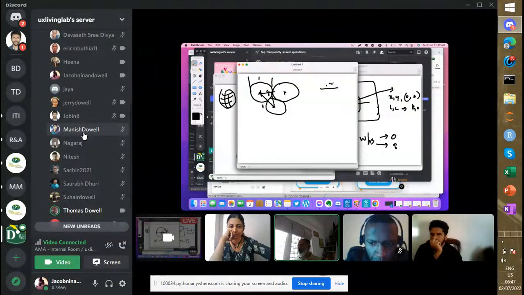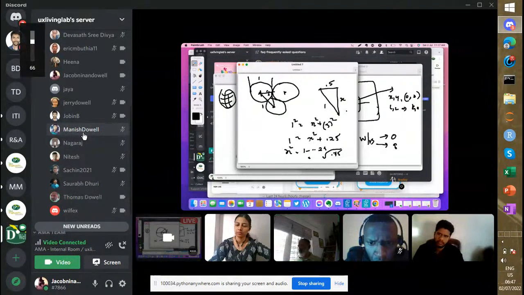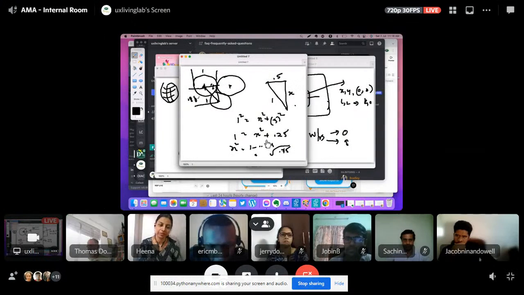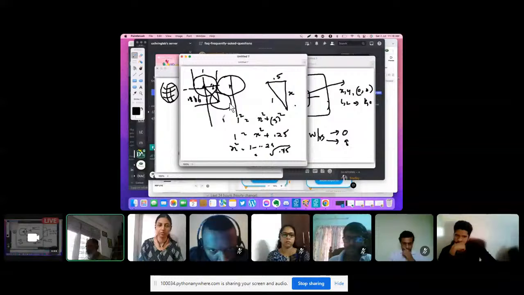The triangle has sides 0.5, 1, and x. We don't know what x is, so we have to calculate it. Go back to high school: 1 squared is equal to x squared plus 0.5 squared. So 1 is equal to x squared plus 0.25. So x squared is 1 minus 0.25, and x is the root of 0.75. That's the value you will get, between this point and this point: 0.866 or something like that. And between these two points, the value is 1.